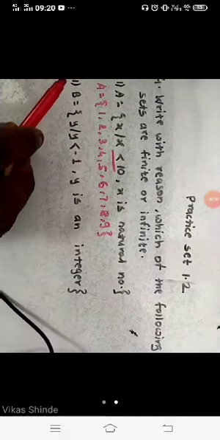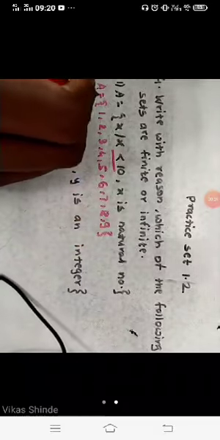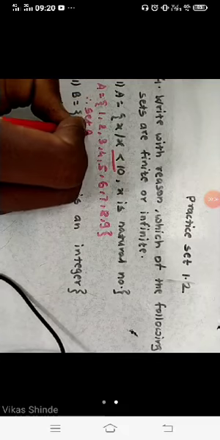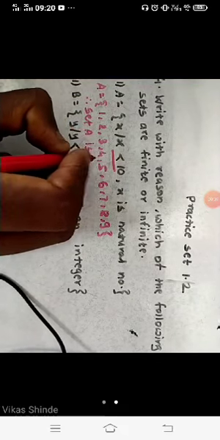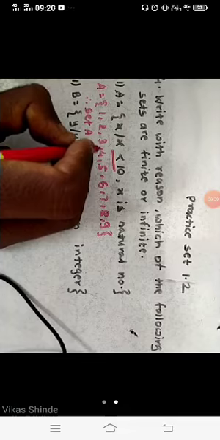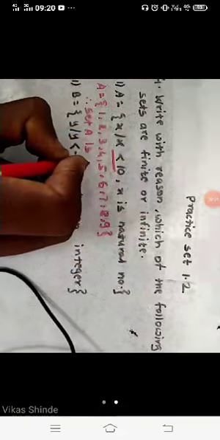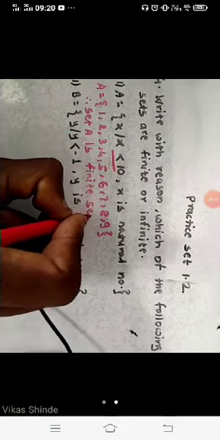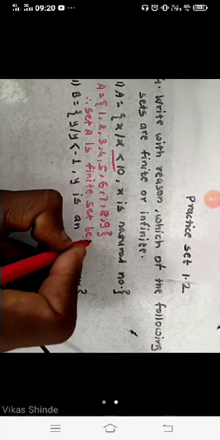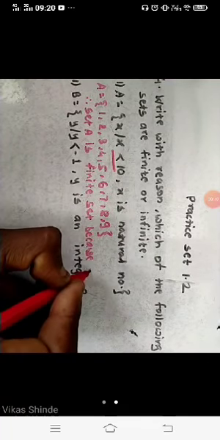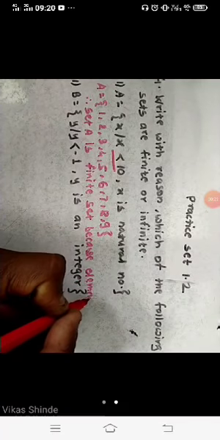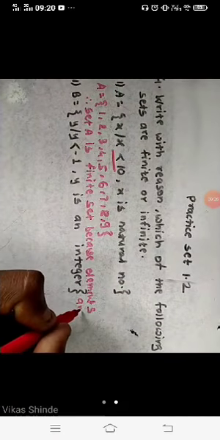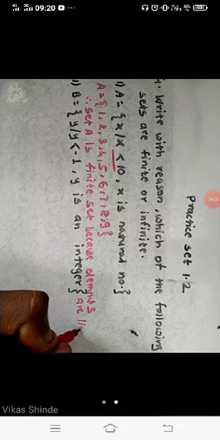We can easily count these numbers. These numbers are elements, and these numbers are limited. So we have to write a reason here also. Write down here: therefore, set A is a finite set. Set A is a finite set because the elements are limited.